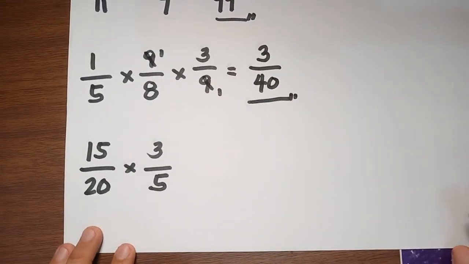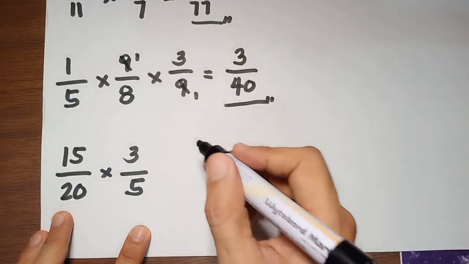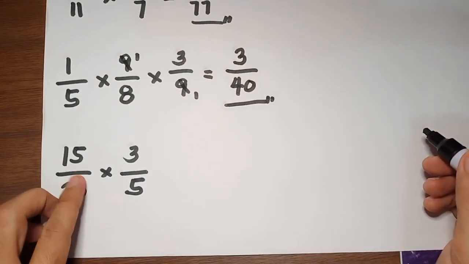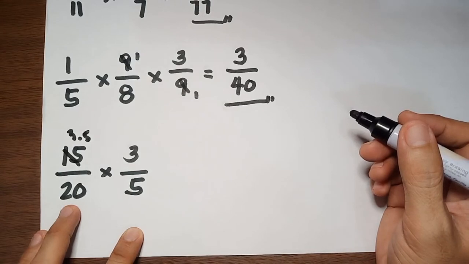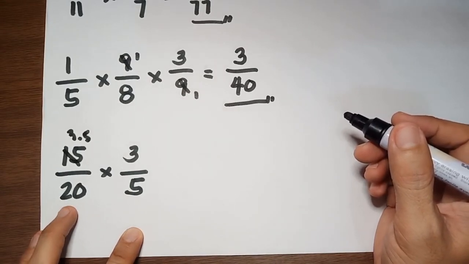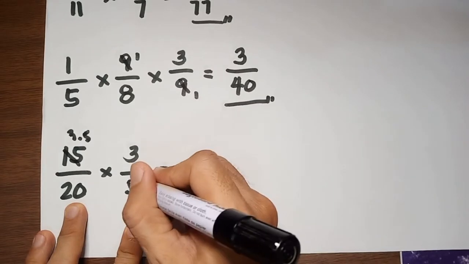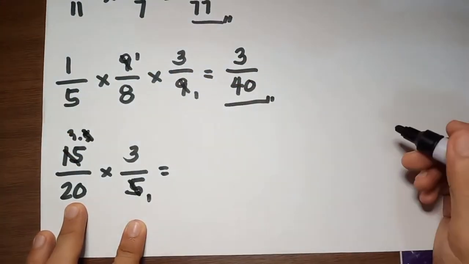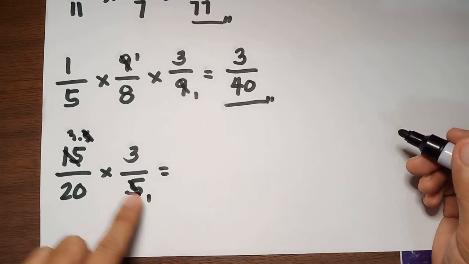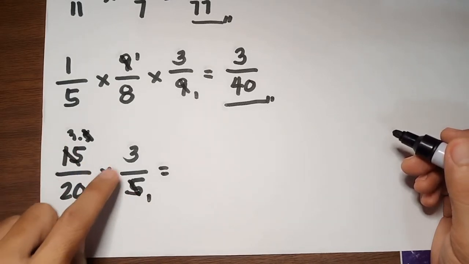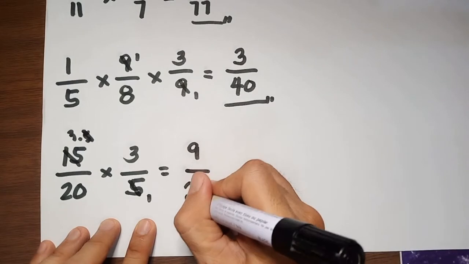Next, for example, we are given 15 over 20 times 3 over 5. So let's try to check if there are common factors. Since 15 can be written as 3 times 5, and there are no common factors with 20, there's no need for us to factor out 20. So there are no other factors up here. In this case, we have 5 here, but what remains is 1. We also have 5 in the numerator. So cancel the 5. What remains here is 1, and what remains here is 3. So that is 3 times 3 is equal to 9, over 20 times 1, that is 20.